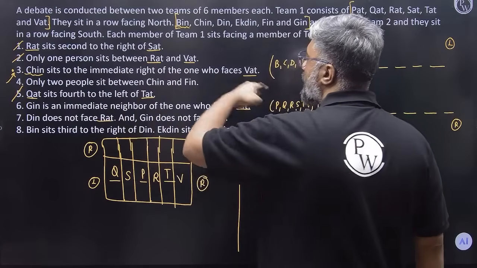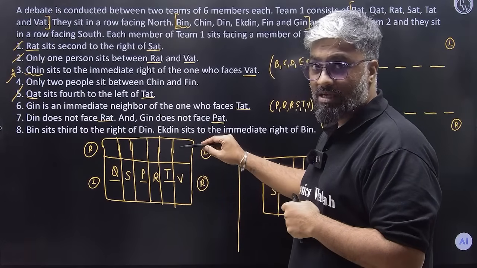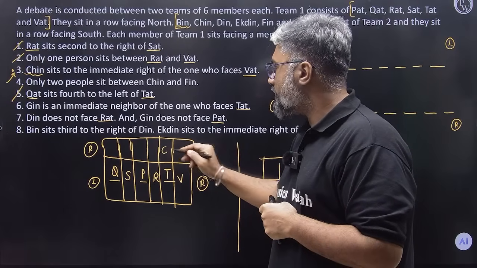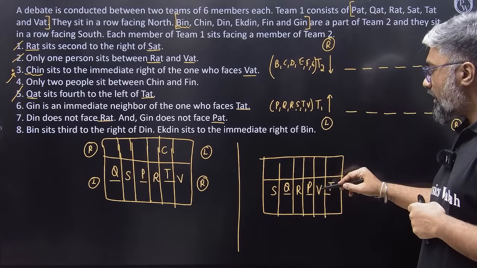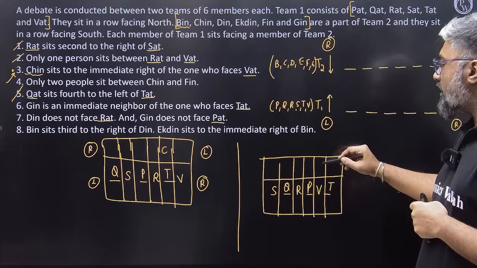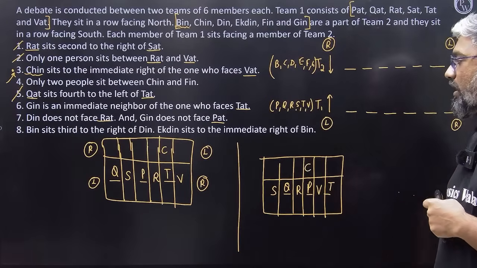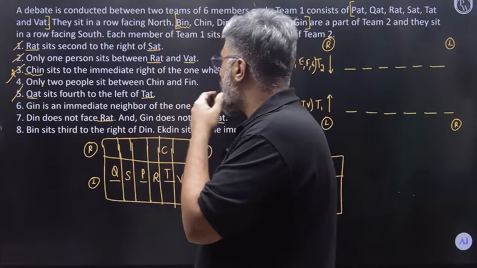Chin, immediate right of the one who faces VAT. This is VAT. Whoever faces VAT, this guy faces VAT. Immediate right is this. This is where Chin would come. How about here? This is VAT. Facing VAT is this guy. Immediate right is this. This would be Chin. Yeah? Cool, works. So we placed Chin as well.